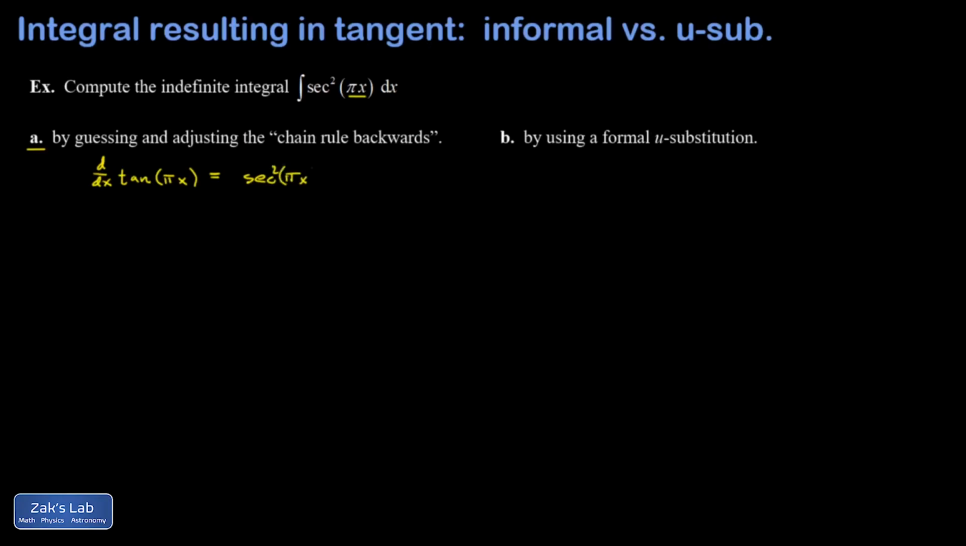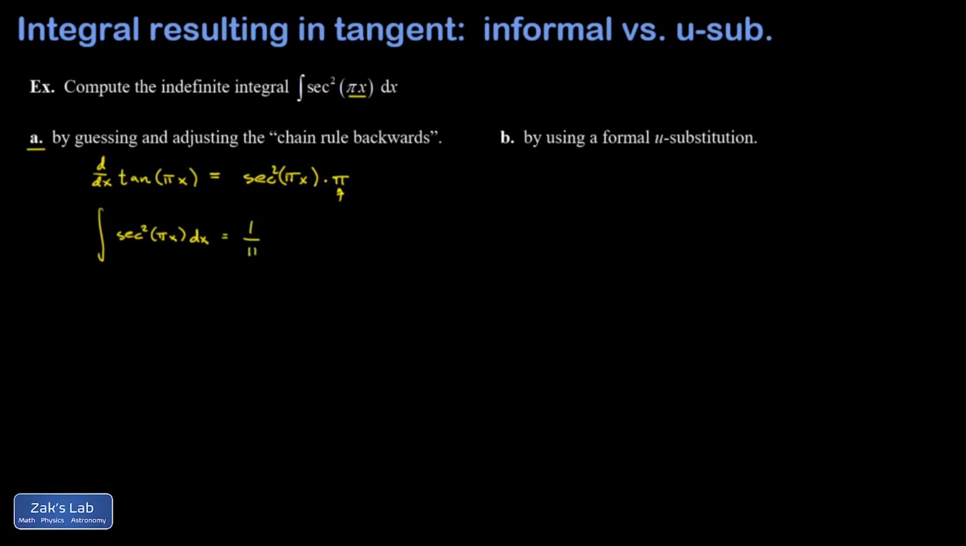And then the chain rule says, well, now you have to multiply it by the derivative of pi x with respect to x, and I get an extra factor of pi. So I've essentially got my answer to the indefinite integral, but I missed by a factor of pi. And so what I do if I go back to the original integral is I simply prepare the integrand for doing the chain rule backwards.